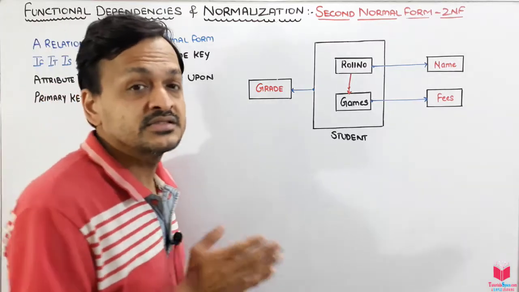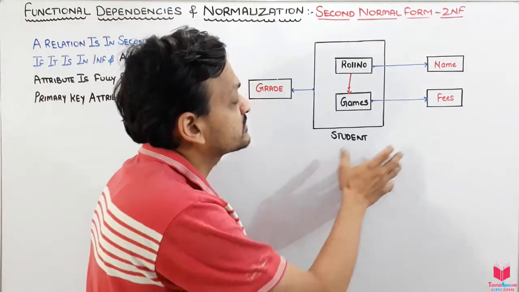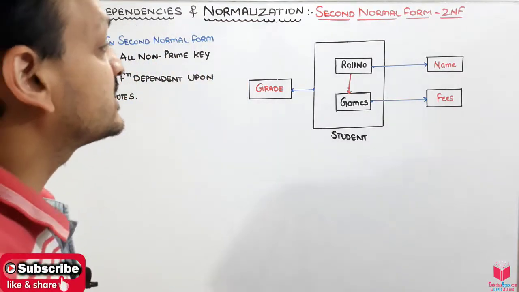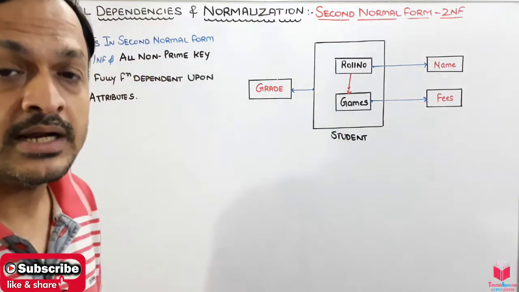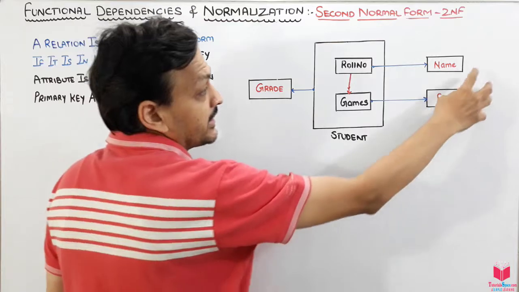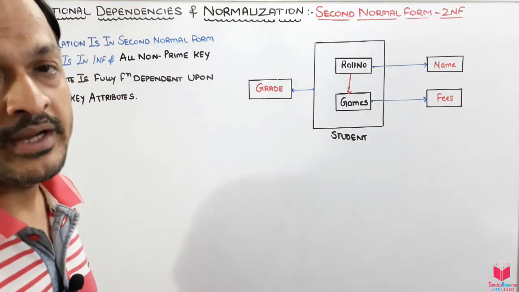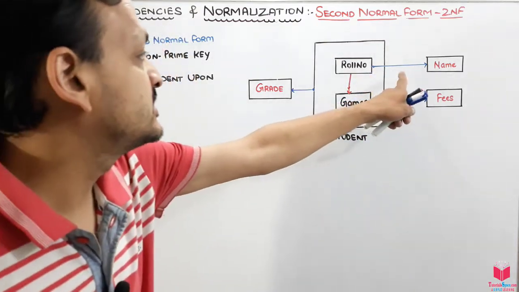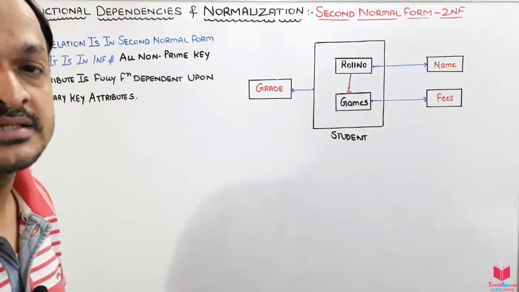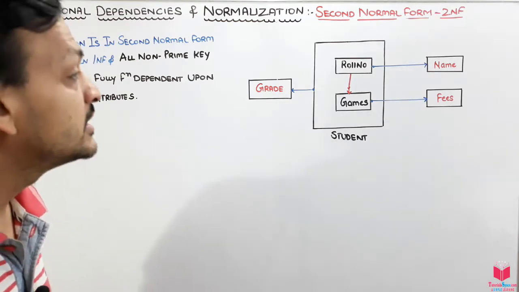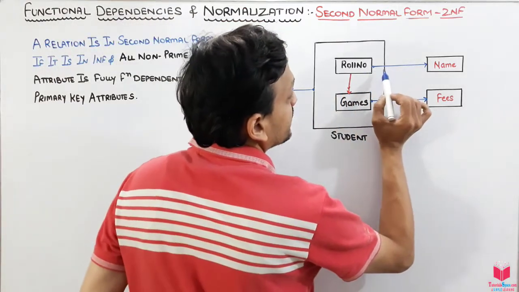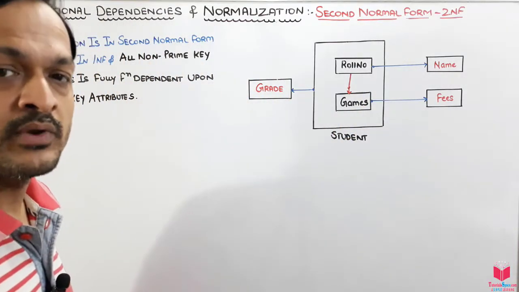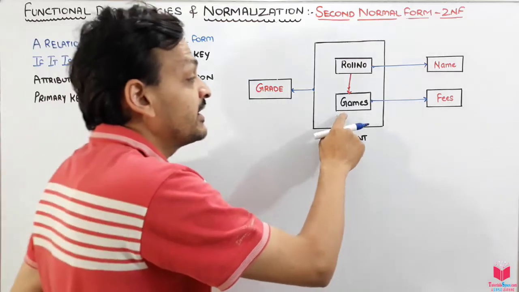This is the functional dependency chart of a relation, with the corresponding functional dependencies. There is a student relation, in which roll number and games are the prime key attributes, and grade, name and fees are the non-prime key attributes. We always put the prime key attributes under this rectangular box. The arrow tells the kind of dependency that exists between prime key attributes and non-prime key attributes. This dependency says that we can find the value of name from the roll number only. If we are given the roll number, we can find the value of name. We do not need the game value with that.